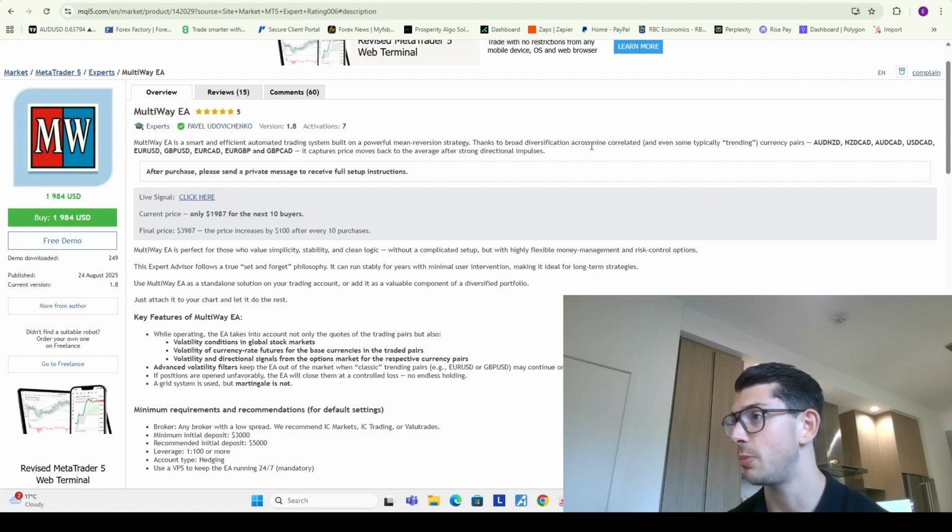So here we can see that it's based on the mean reversion strategy with 9 different correlated currency pairs. There's the very classic grid martingale style pairs, which are Aussie New Zealand dollar, New Zealand CAD, Aussie CAD. And there's also some more trending assets like the Euro USD, GBP USD, and even Euro GBP.